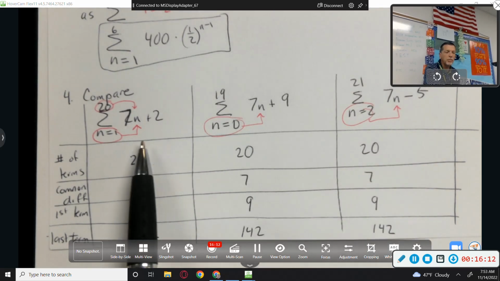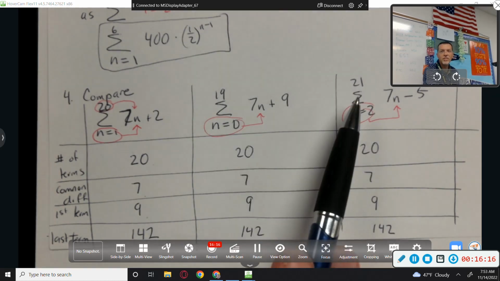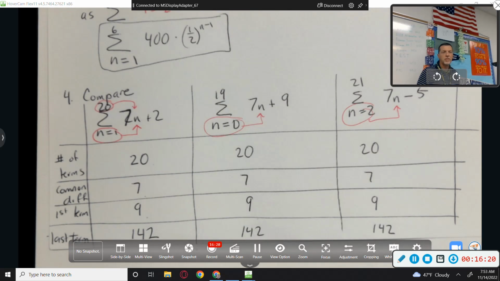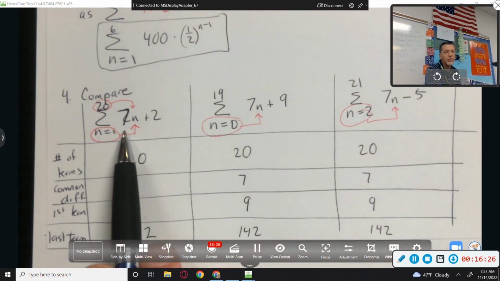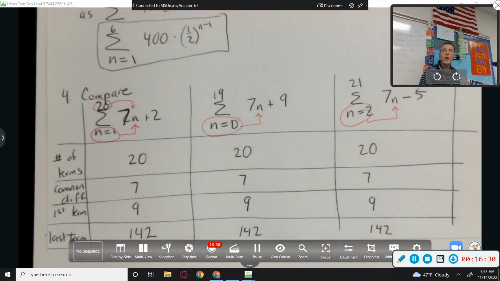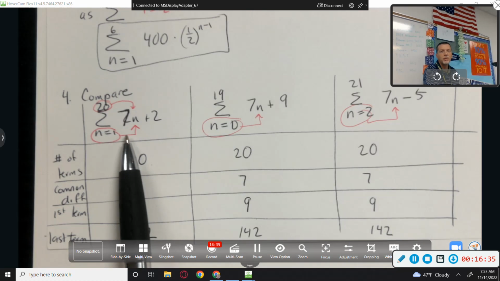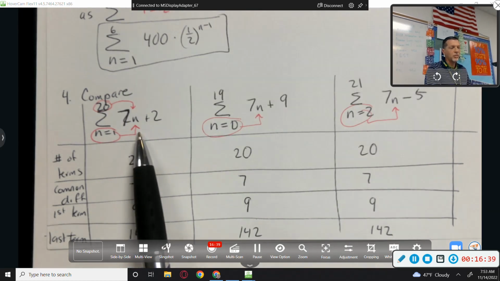So this is what happens when you start at 1 versus 0 versus 2. Things look different, but it could still be the exact same set of numbers. So this is where you have to be careful, and where I have to be careful. If I ask you for a formula, you could give me any one of those, and those would all be correct. Now, most of you are going to start at 1, because that's the easiest one to do, but there are always more than one way to write a series.